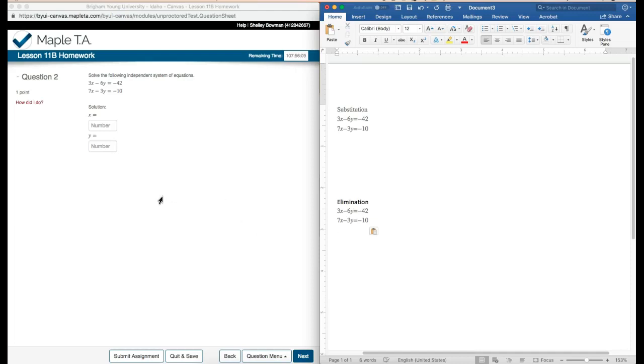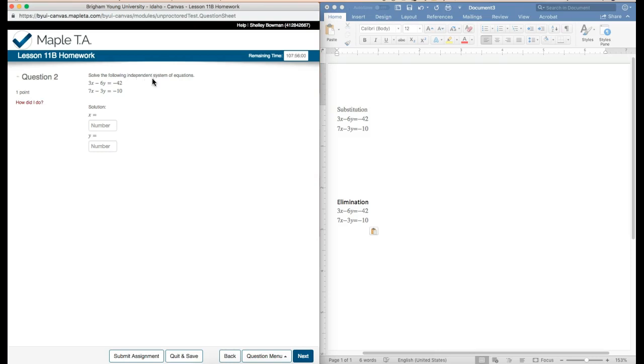This is Maple TA Lesson 11B, homework question number 2. Solve the following independent system of equations. So it was nice that they told us it's independent. That tells us right at the beginning that I will find a solution.